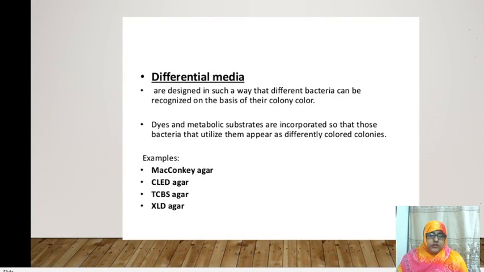Then differential media. As the name indicates, it differentiates the bacteria on the basis of the color of the colony. Dyes and metabolic substrates are added so that bacteria which utilize them appear in different colors. Dyes are added so different bacteria produce different colors and we separate them. Examples include MacConkey agar, CLED agar, TCBS, and XLD agar.